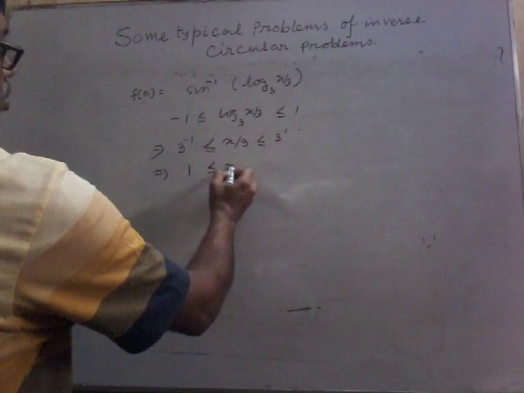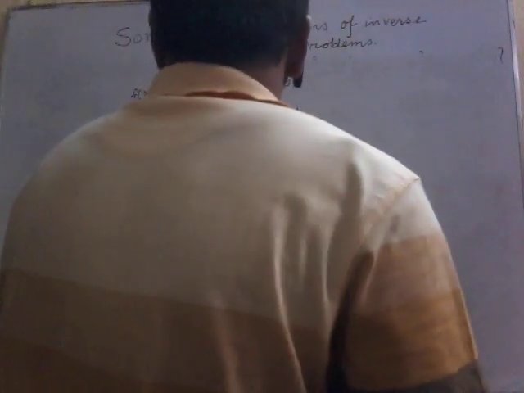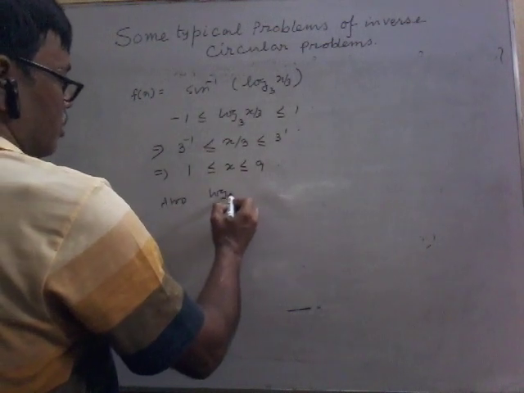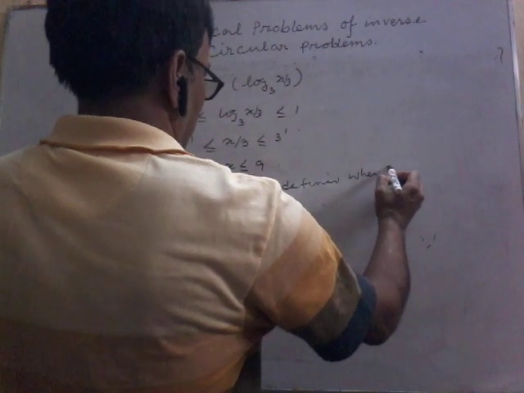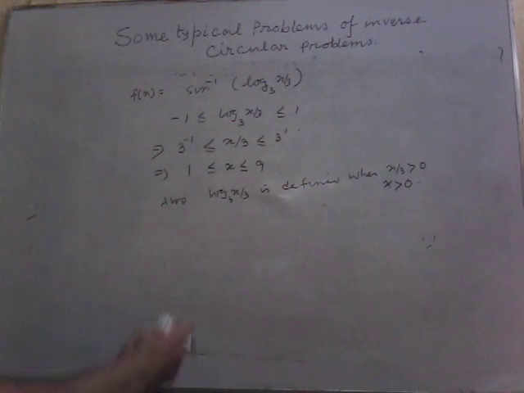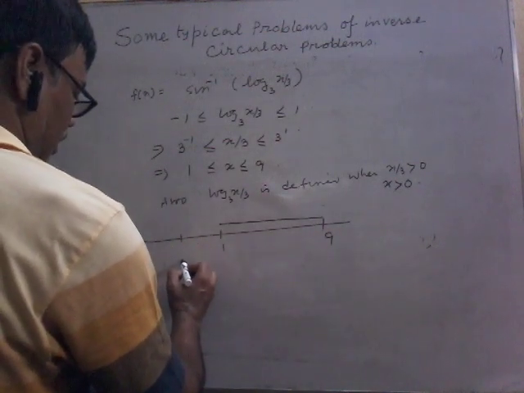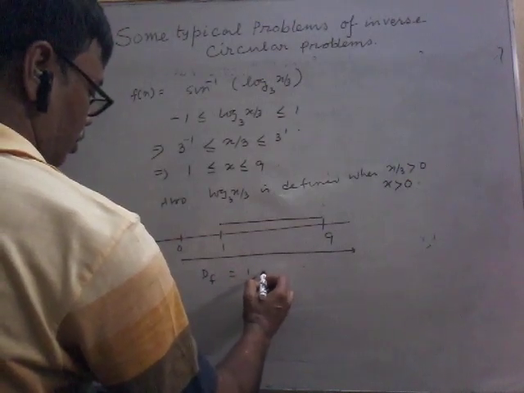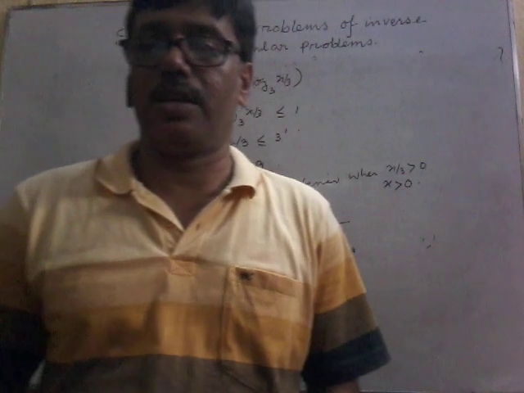So 1 is less than or equal to x, which is less than or equal to 9. Now look, log base 3 of x by 3 is defined when x by 3 is greater than 0, that is x greater than 0. So what is the domain? The domain is the common part. Here this is 1 to 9, and it is greater than 0. So what is the common portion? The domain equals 1 to 9. Thanks a lot. You will try the rest of the problems.